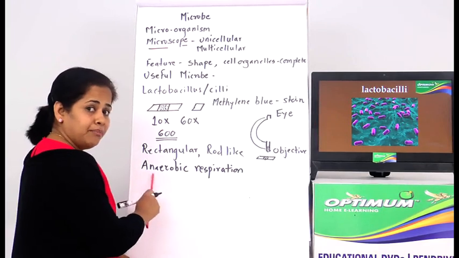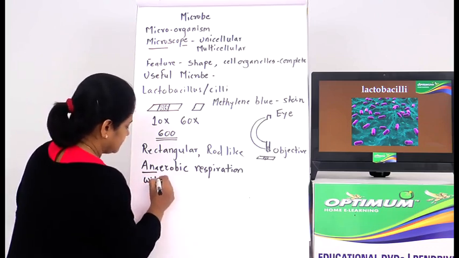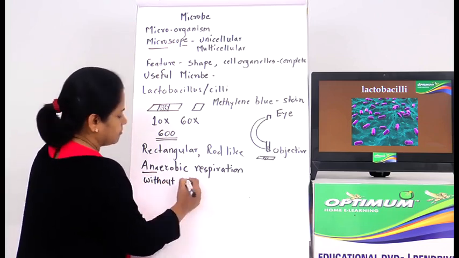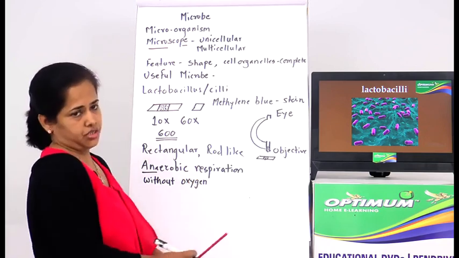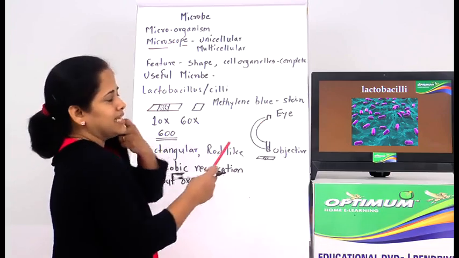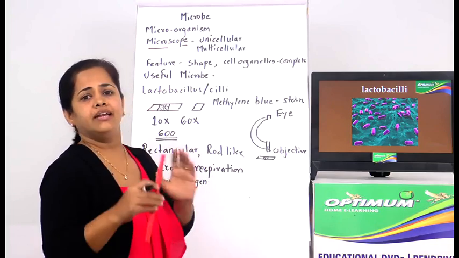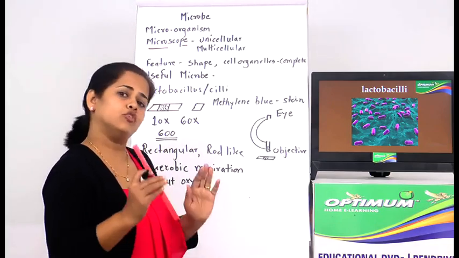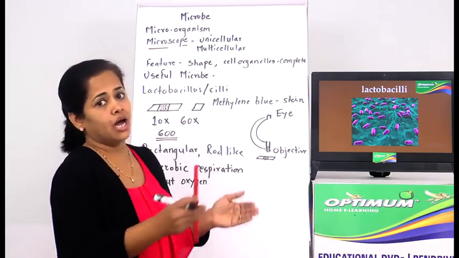Now anaerobic, the N makes it opposite. That means without oxygen. So whenever these lactobacilli are there in any material, they will not need oxygen to grow. They can grow without oxygen and they can produce energy without oxygen.